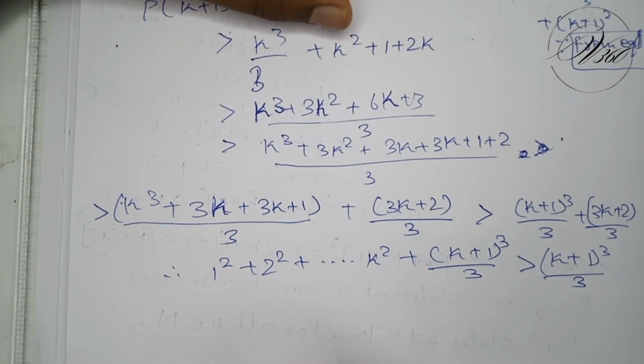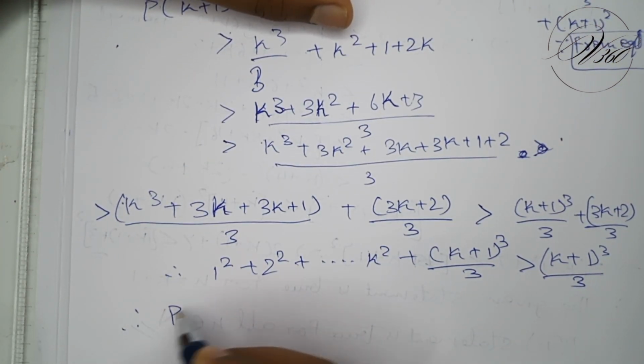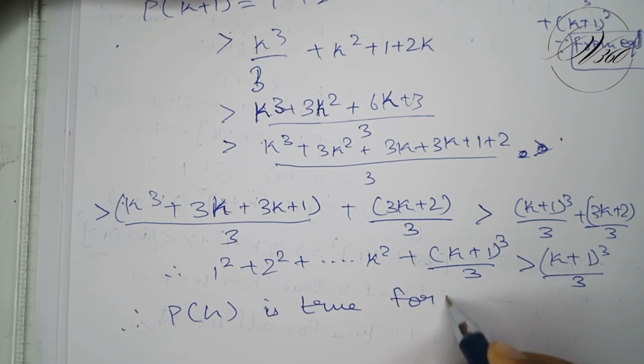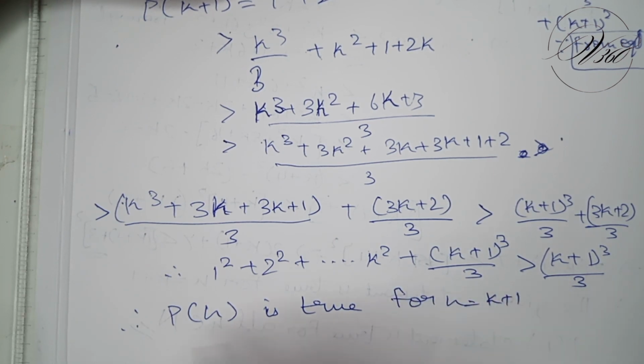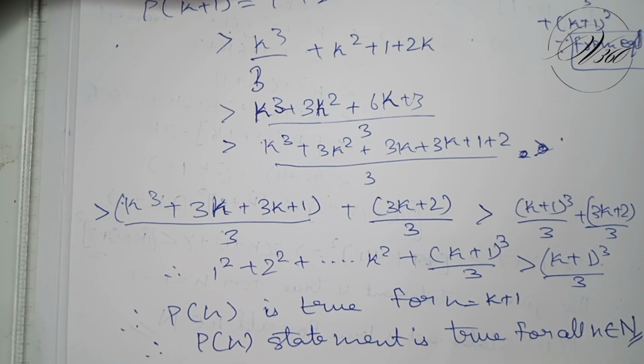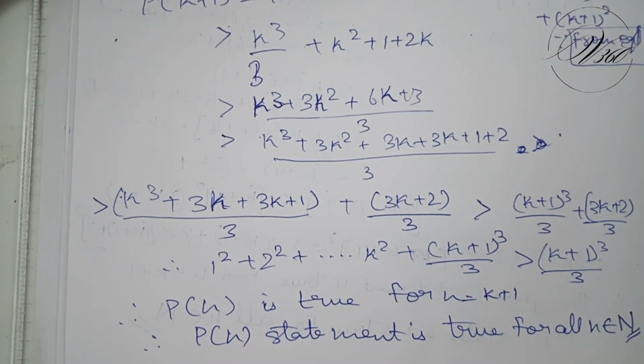Therefore we can write here P of n is true for n equals k plus 1, and therefore the P of n statement is true for all n belongs to natural numbers. Now we have completed the 10th question.